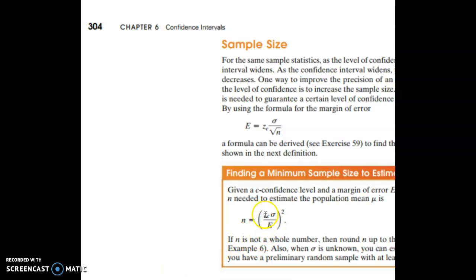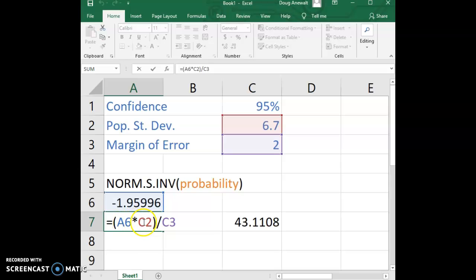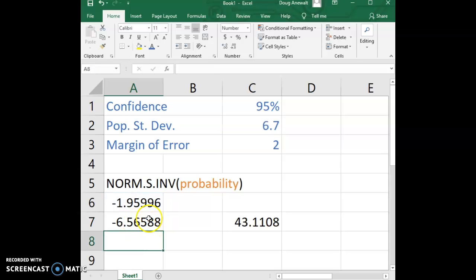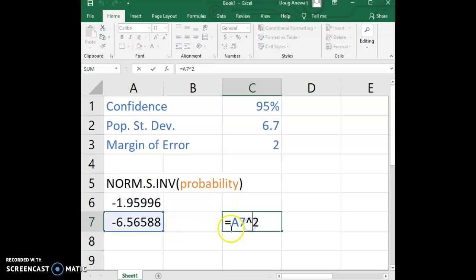And that critical value we found is going to go right here in the formula. The formula said to take that critical value, multiply it by the population standard deviation, and then divide it by the margin of error. And we're going to take that whole result and square it. I think it's easier to type in Excel separately. So I've done the multiplication and the division, got my result, and now over here, I'm going to take that result and square it.